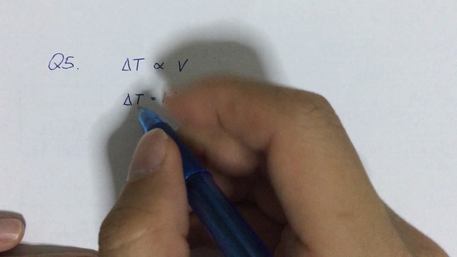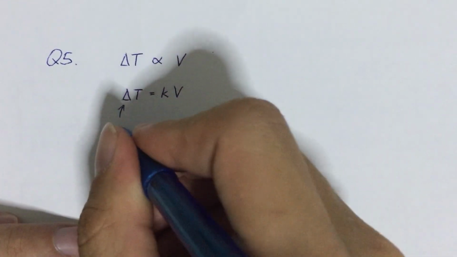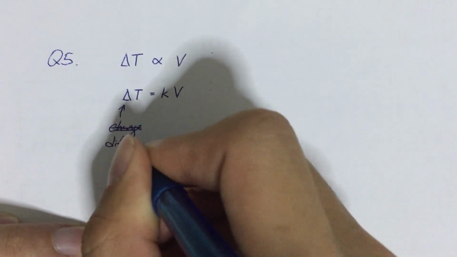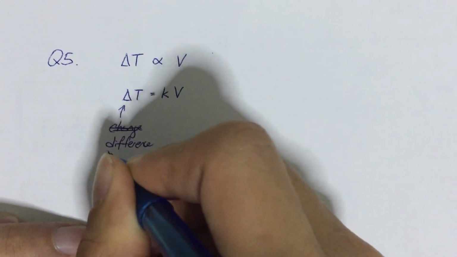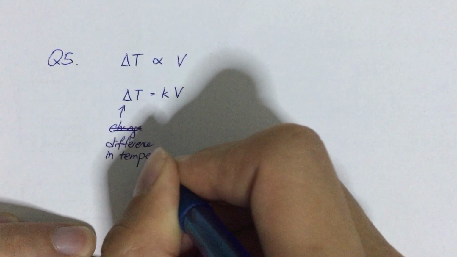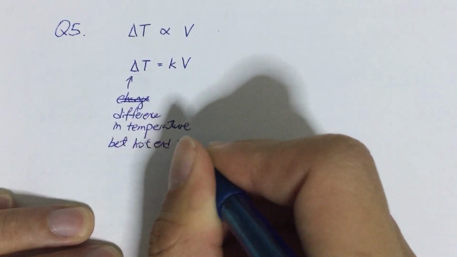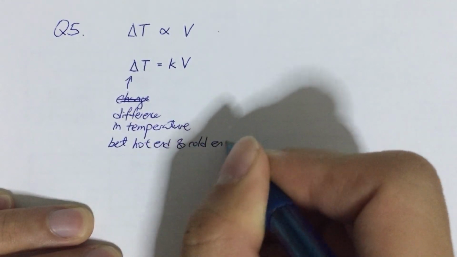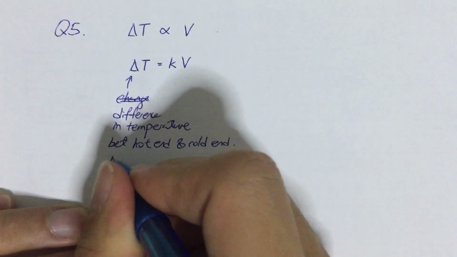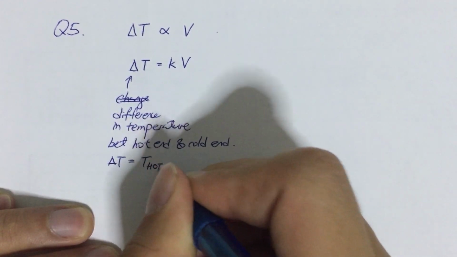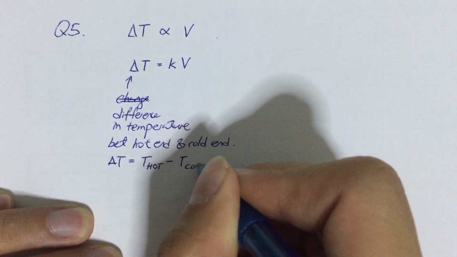For delta T, this represents the change, or should I say the difference, in temperature between your hot end and cold end. In other words, you can say that your delta T is equal to the temperature in the hot end minus the temperature of the cold end.